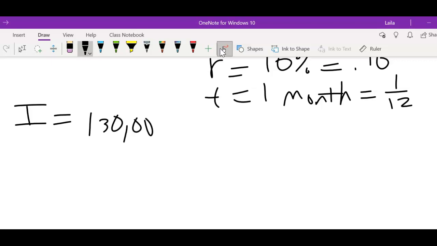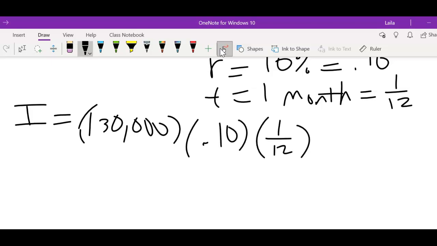130,000 times our rate, which is 0.10, times our time, which is 1/12. So 130,000 times 0.10 times 1 divided by 12, and we get $1,083.33. So that's the amount of money that goes to the interest every month.